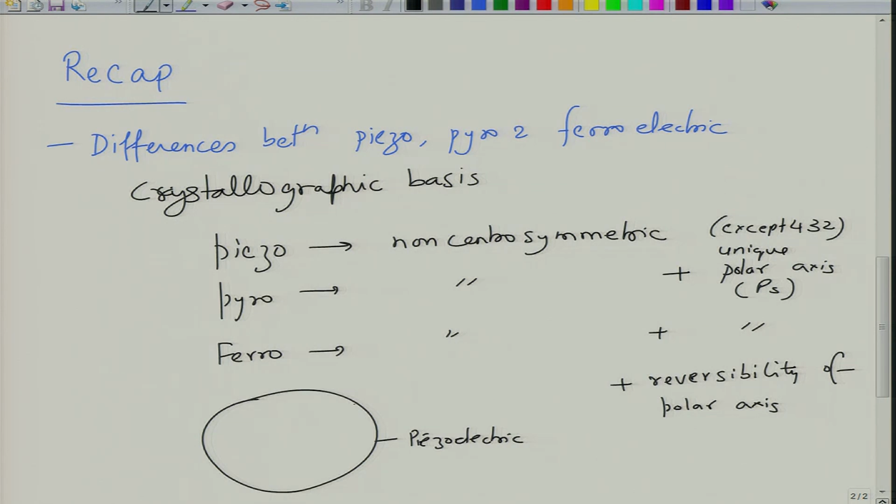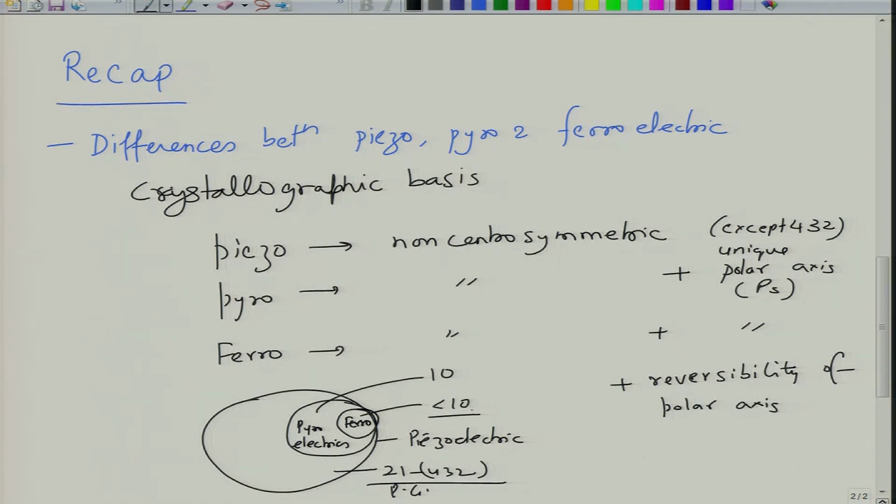As a result, you can look at the Venn diagram where piezoelectric is the biggest class of non-centrosymmetric materials. Some of the piezoelectrics are also pyroelectrics, and some of the pyroelectrics are ferroelectrics. So, ferroelectrics is the most restrictive class of materials. Out of these 21 point groups, 21 PGs except 432, which are non-centrosymmetric, you have 10 of them here, and here less than 10. Okay. This is what we did, and we also looked at the piezoelectric tensor.